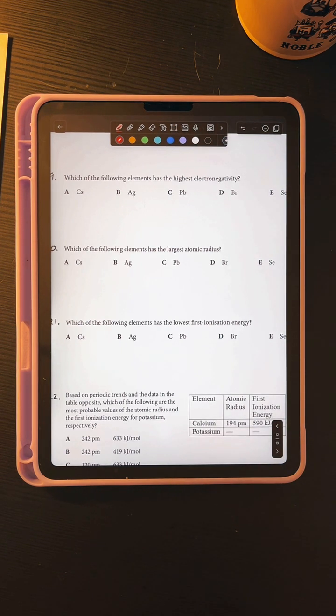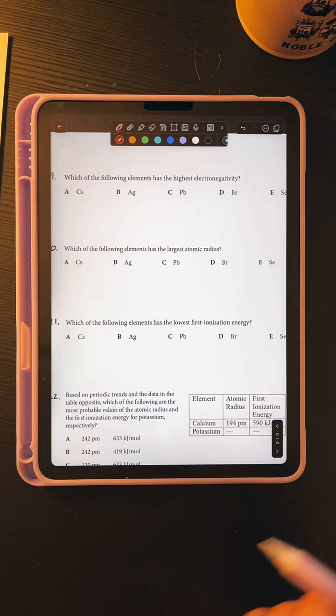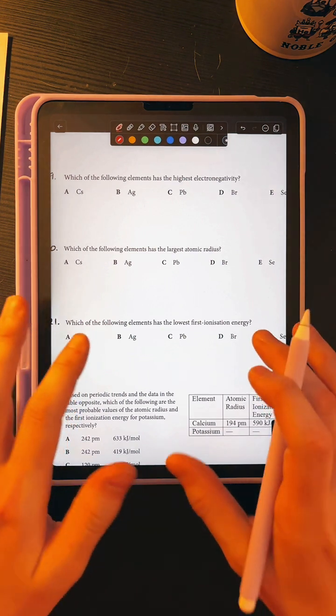These are AP Chem exam. This isn't an AP Chem exam, but the questions are from AP Chem material. Yes, 100%.